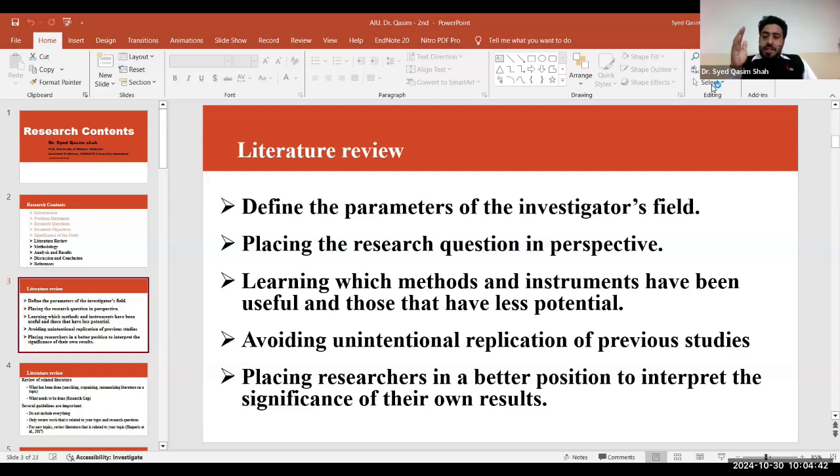Once you are done with the literature review, you are in a better position as a researcher to interpret the significance of your research: how it is important, how it is different from other people's work, and how it will contribute something. Whenever we talk about interpreting the significance of your results, on the basis of the literature review you can come up with this particular significance.